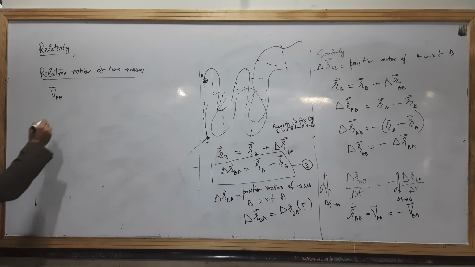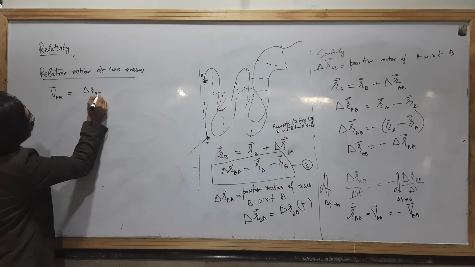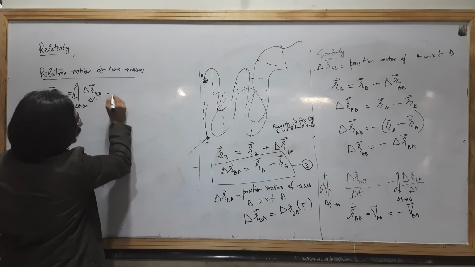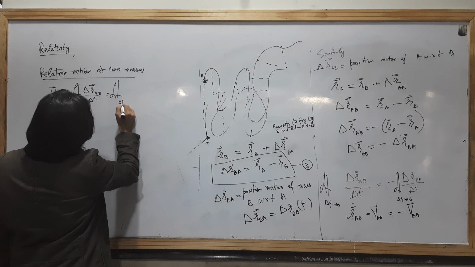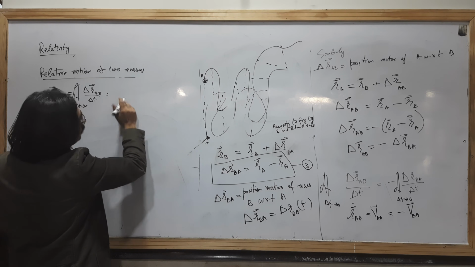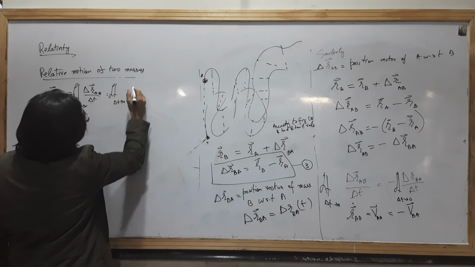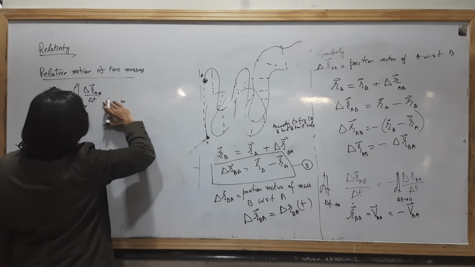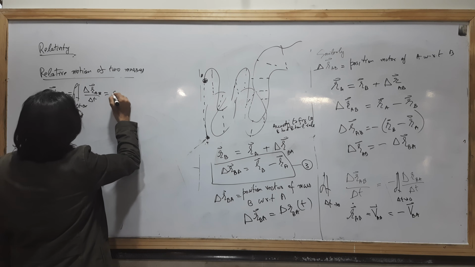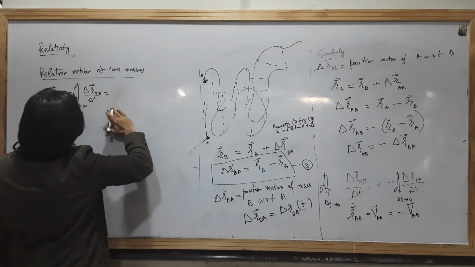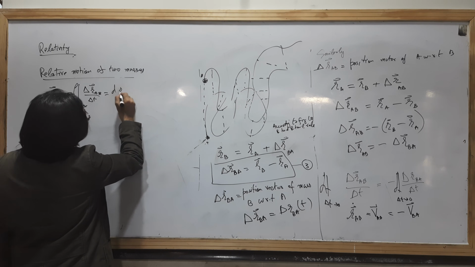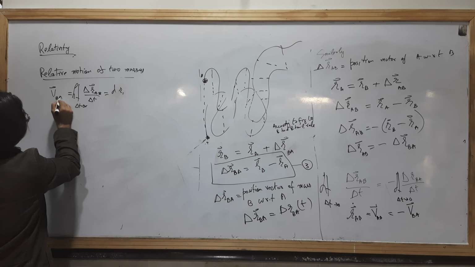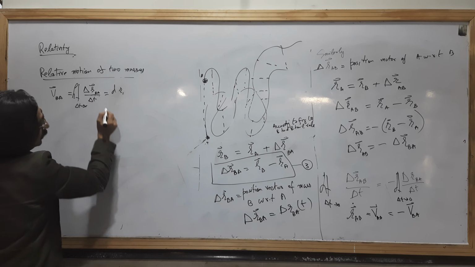This VAB, that is delta RAB over delta t, limit delta t approaches 0, you may write as this is drb over dt, sorry, this is derivative.